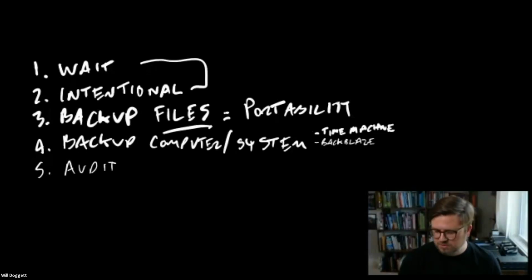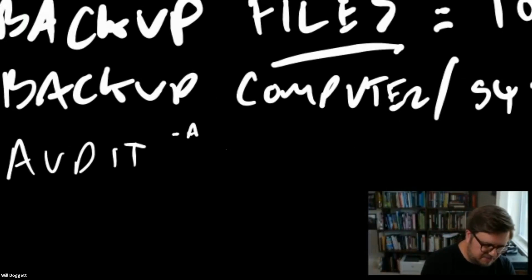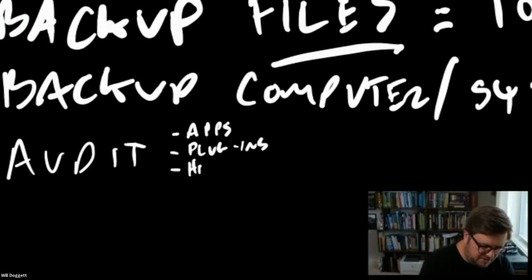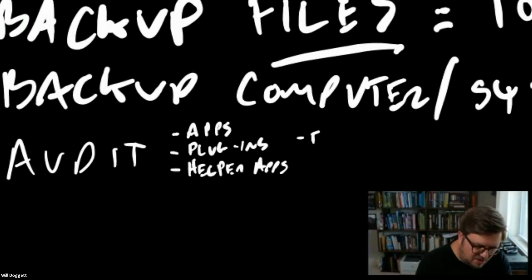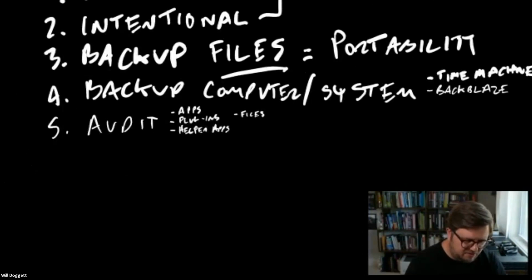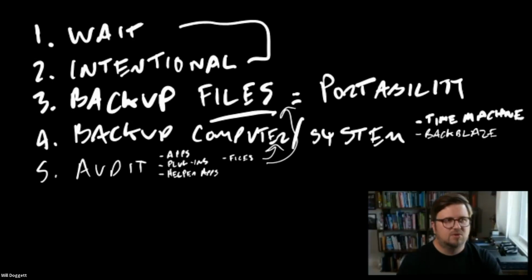So when we're talking about auditing here, the things I'm talking about auditing are apps, plugins, and maybe any little helper apps that you don't really see, but they live in your menu bar. Another thing you may want to do is audit files. It's more important to me that you do these pieces here, because storage is so cheap, just back everything up. Don't worry about really auditing it, but audit apps, plugins, helper apps, files.